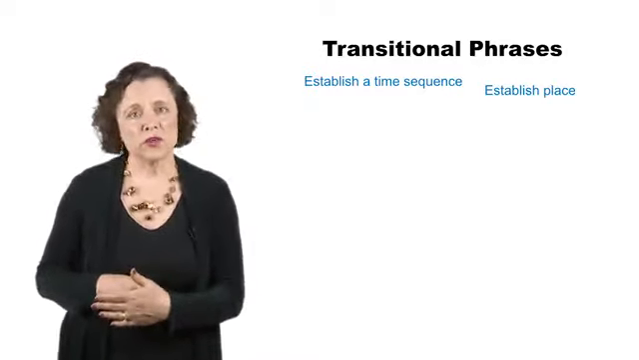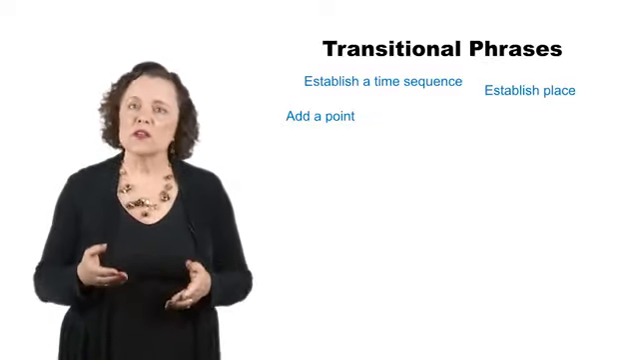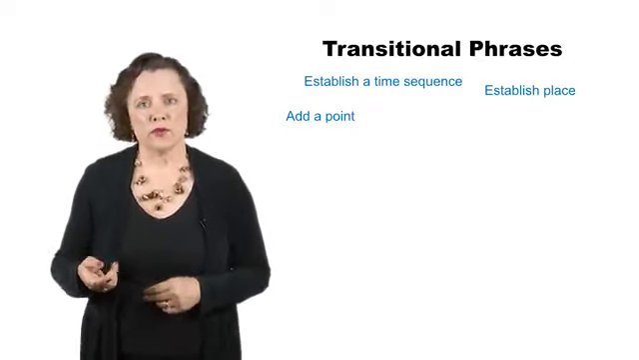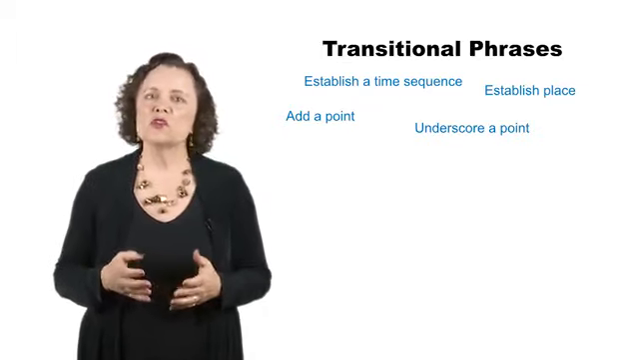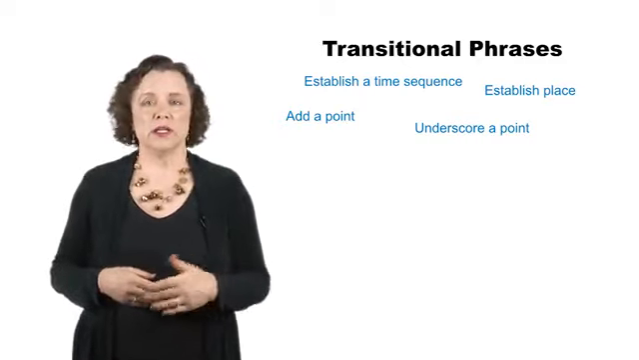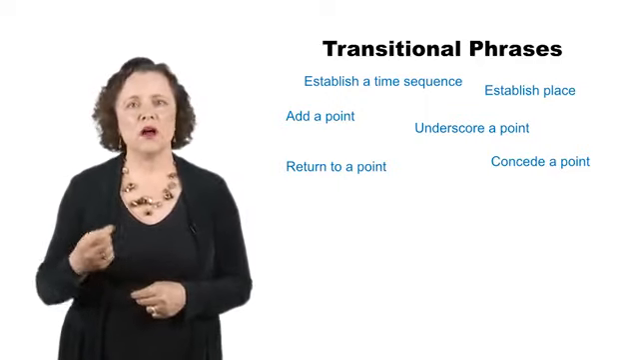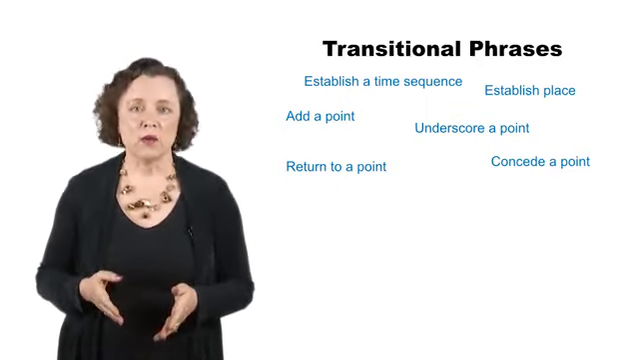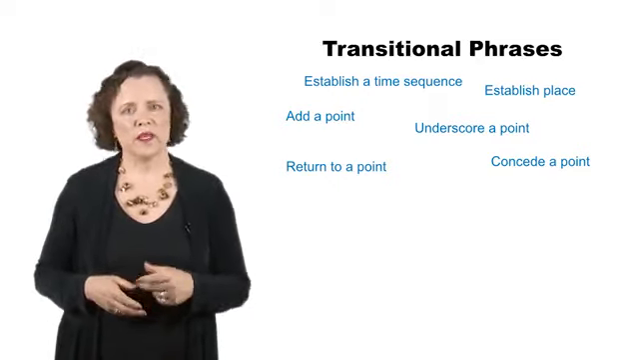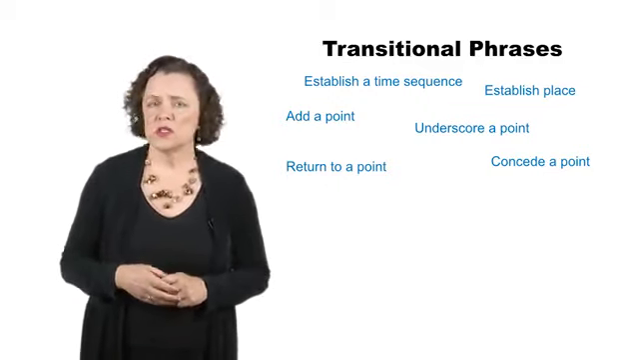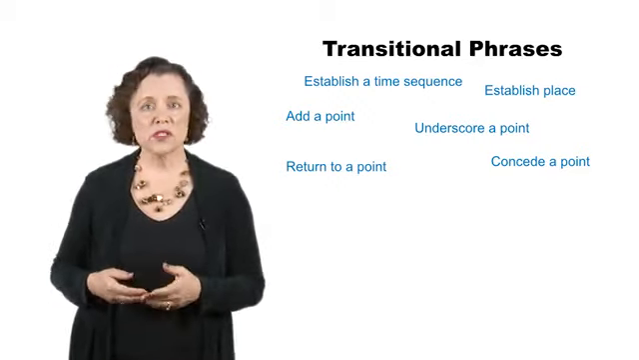rear, at the center. If you need to add a point but it doesn't fit nicely in the preceding sentence, you can use and, further, also, or moreover. If you want to underscore a point, use words like above all, equally important, indeed. And if you want to concede a point, use although, admittedly, doubtless, of course, whereas, or yet. If you want to return to your point, you would use even so, nevertheless, nonetheless, or still.